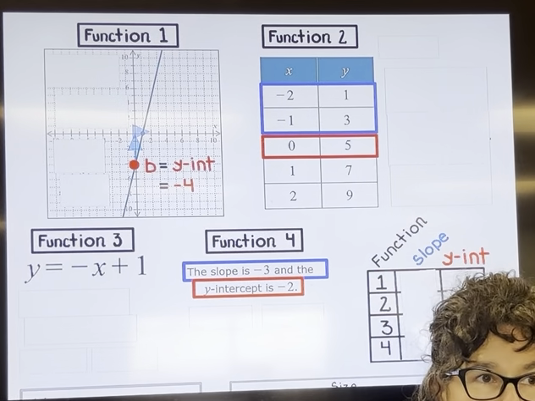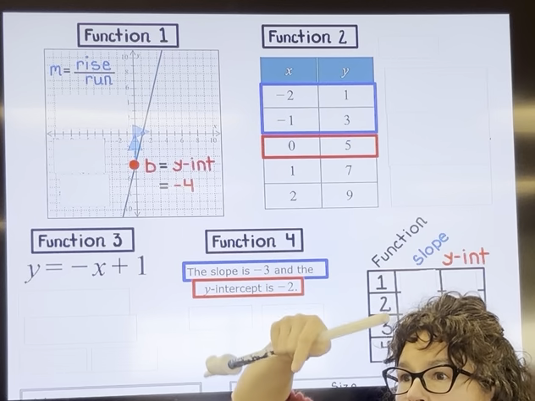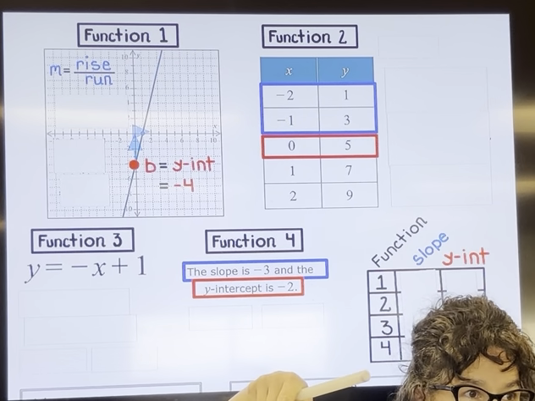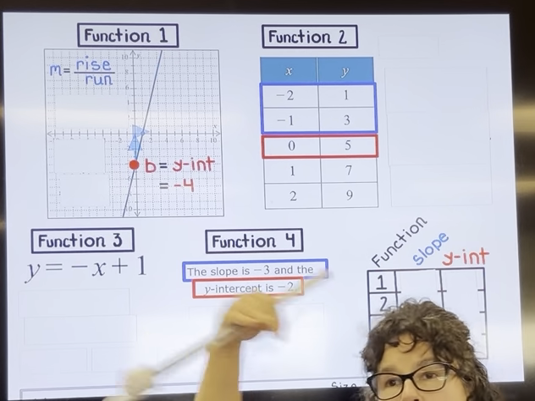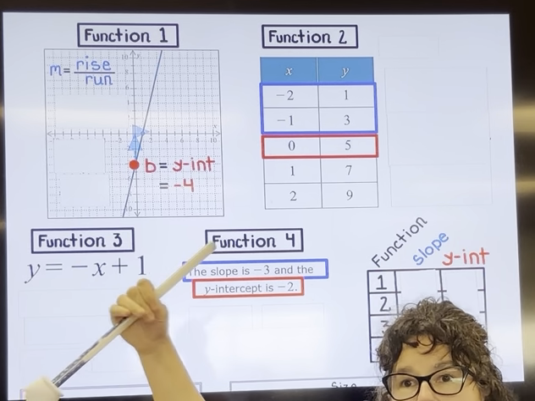If I'm given a graph and I want to find the slope, the easiest way to determine that is to ask yourself, how am I going to move from one point to the other point using rise over run? Remember, rise is like a helicopter up and down, so positive up, negative down, and then run is right and left. Right is positive, left is negative.